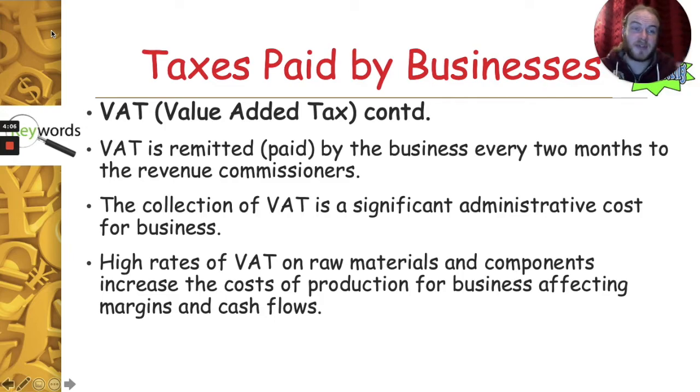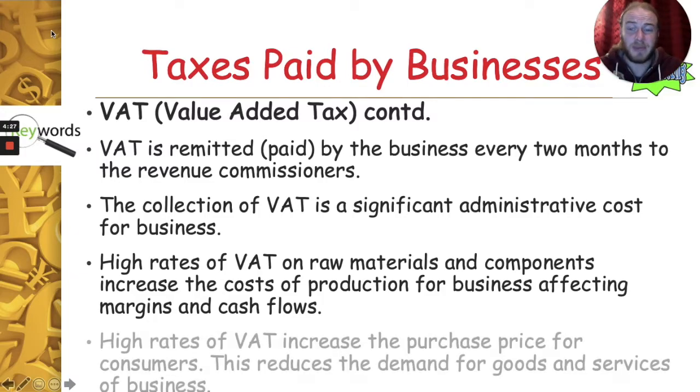Because if you think about it, they have to calculate how much tax or VAT they've collected in the sales they've made, and they write that off against the VAT that they've paid other people as well to find a balance they owe. High rates of VAT on raw materials and components increase the cost of production for business, affecting margins and cash flow. Margins, we're talking about the idea of the profit margin, how much money they make, and cash flow, how much money they have to actually keep the business operating.